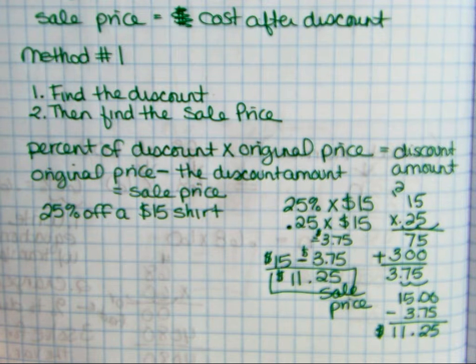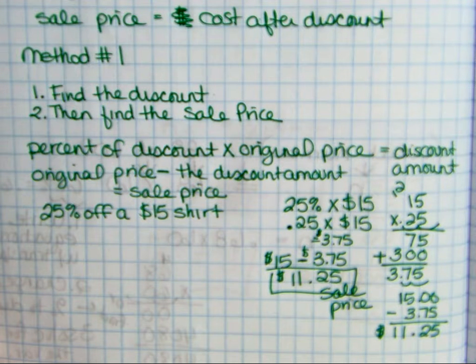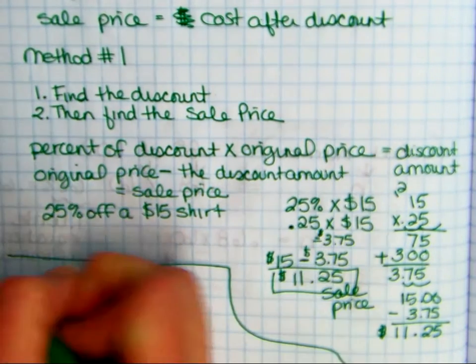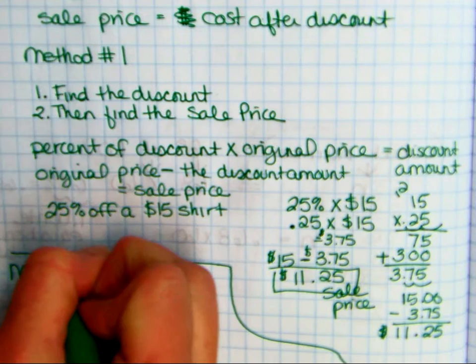You find the discount, multiply, so to do that, you convert the percent to either a fraction or a decimal, and then you multiply it by the original cost. Then you take the original cost, subtract what you've now found as the discount amount, and that's your sale price. That's one way. I'm going to kind of block that one out.